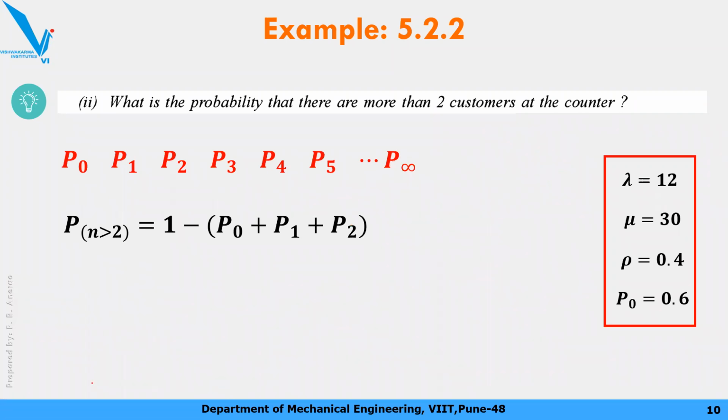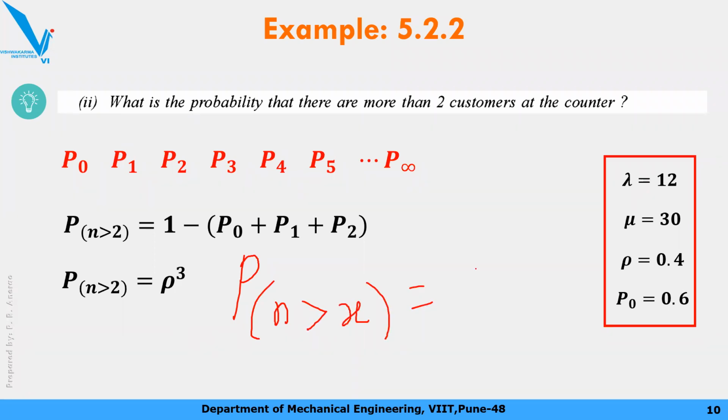Okay, now you can write Pn, n greater than 2, equal to rho cube. Here you can have a formula something like this: probability of having n customers more than x is equal to rho raised to x plus 1. Okay, so probability of having more than x customers in the system is equal to rho raised to x plus 1. ये आपका जनरलाइज फॉर्मूला होगा.